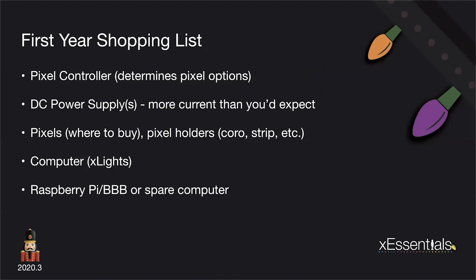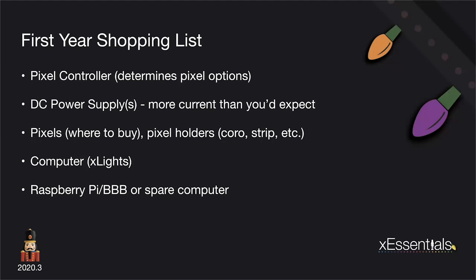So for your first year shopping list, you'll need a pixel controller. And that's really kind of one of the more important things to get first, because that kind of determines what pixels you can get. Now, if you stick with the popular pixels, the WS2811s and WS2812Bs, they'll probably run just about anything because those are very popular pixels. But once you start getting into the more esoteric chips, you may find that your controller doesn't support that. So like I say, the controller determines which pixels you get.